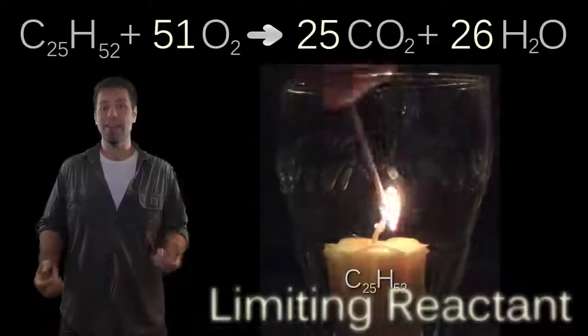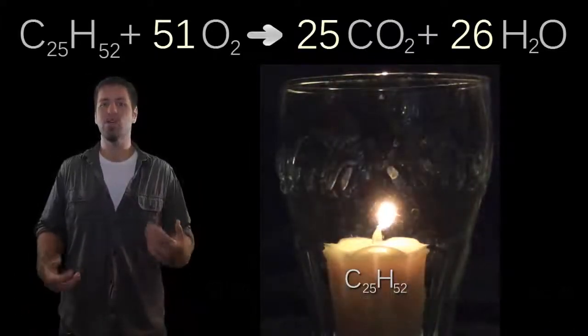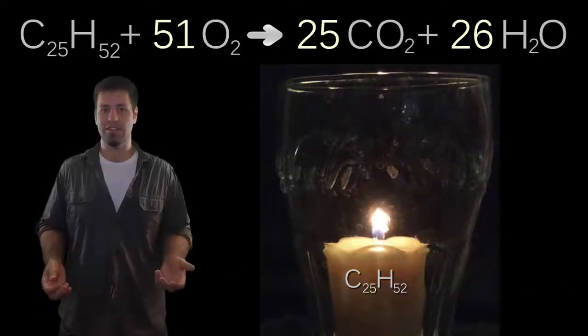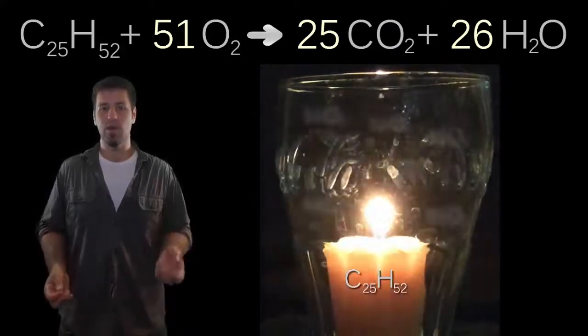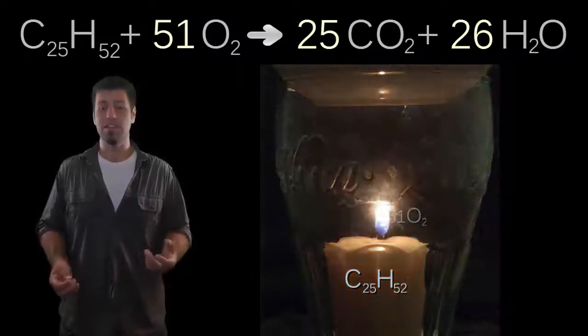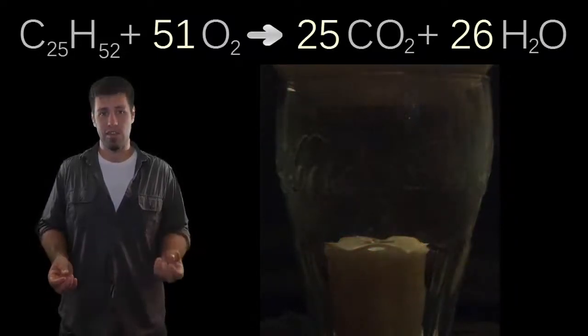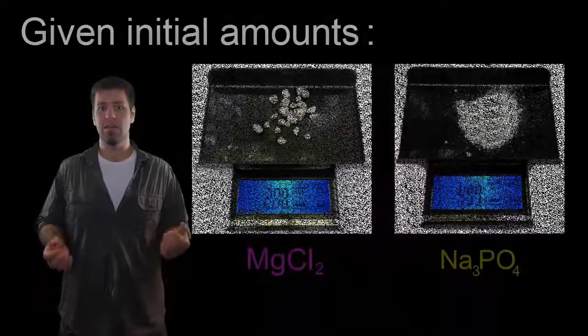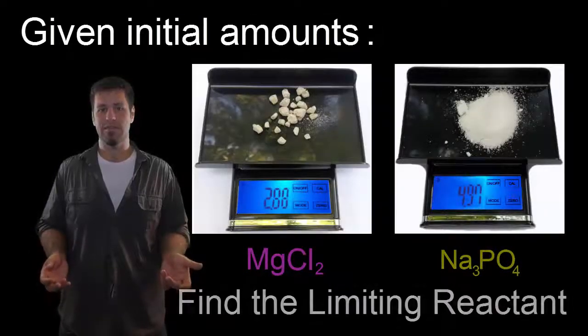In the real world, reactants are not infinite, and a reaction can only proceed while all the reactants are present. In other words, when one runs out, the reaction is over. The one that runs out first limits the reaction, so it is called the limiting reactant. But how can you tell which is limiting?